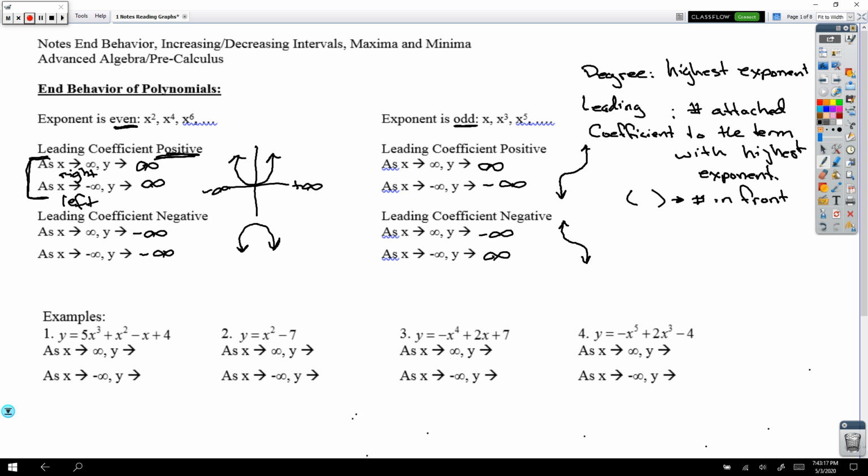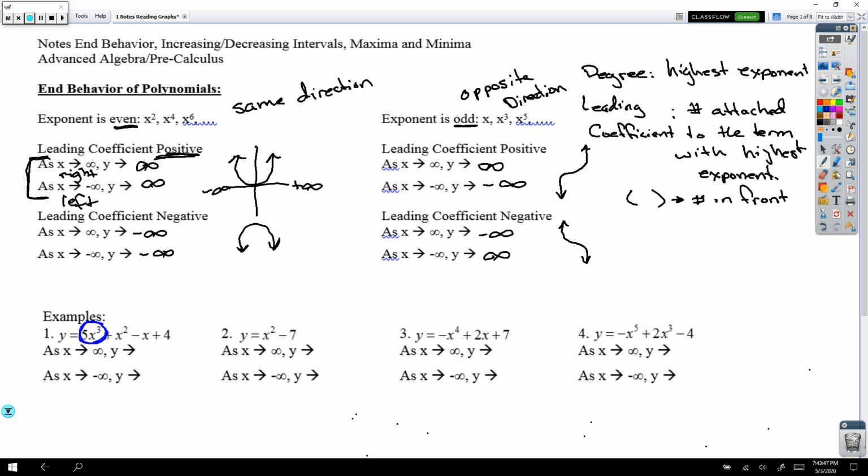So, takeaway here, if it is an even function, my end behaviors are going to be going in the same direction. If it's odd, they're going to be going in opposite directions. Okay. So let's look at some examples here. For the first problem, I always like to circle whatever term has the largest exponent, because that's where I get all of my information from.